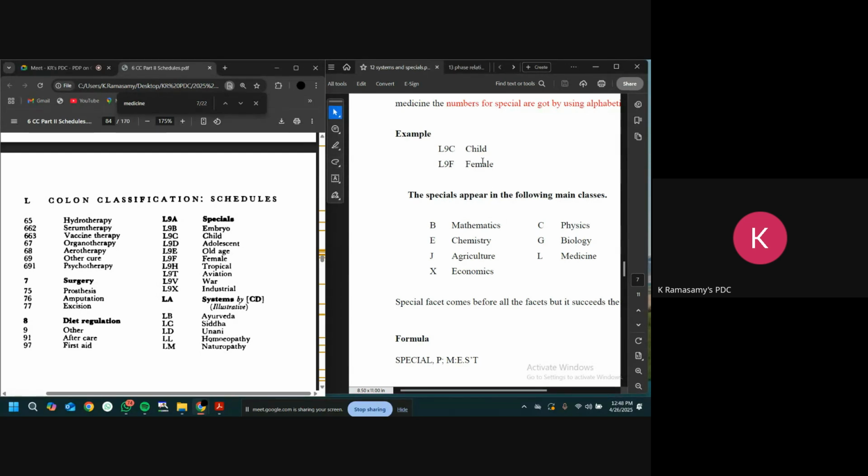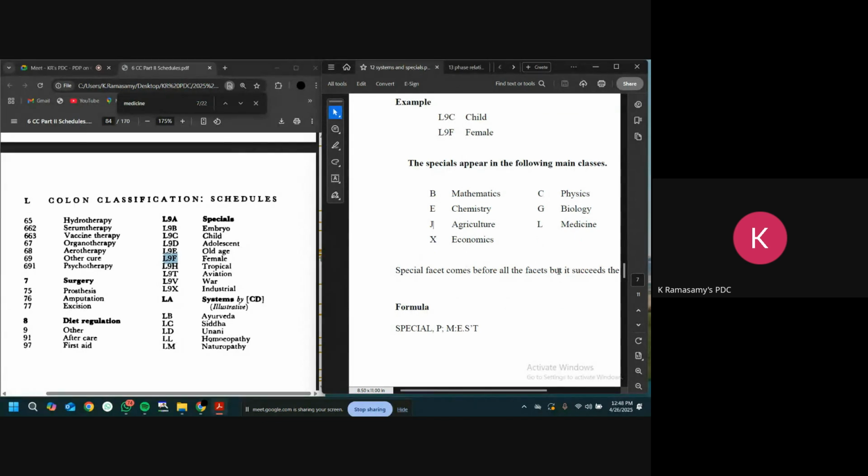For example, child medicine, pediatrics, we say, that is called L9C. We say gynecologist, female medicine. What is the answer? L9F. They have adopted an alphabetical device: B for embryo, C for child, E for elderly, F for female. They use something like that. Okay, fine. Now, how to construct a number for a special?